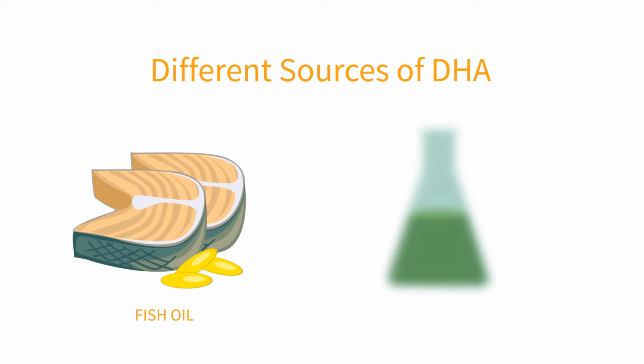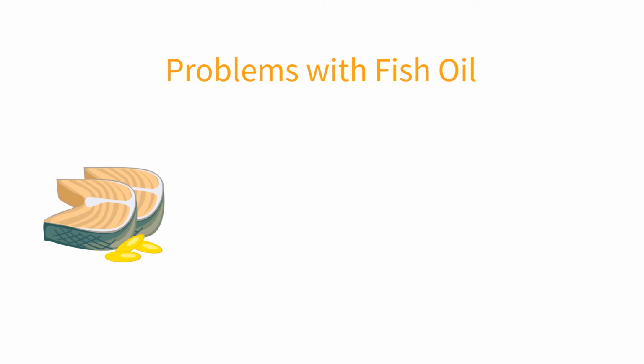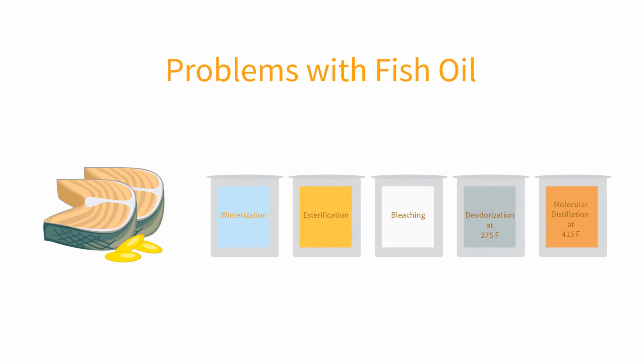There are many different commercially available sources of DHA. DHA can be found in fish oil, and it can also be found in algae oil. The problems with fish oil. To get the DHA out of the fish oil, it must be extracted out of the fish. This process involves molecular distillation. This process is needed to remove toxins, pollutants, and heavy metals such as mercury that can accumulate in fish.